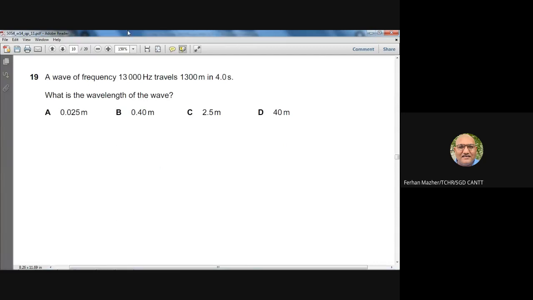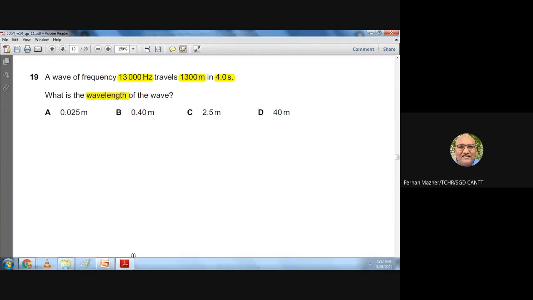A wave of frequency 13,000 hertz travels 1300 meter in 4 seconds. What is the wavelength of the wave from this distance and time given? Divide the distance by the time and you will get the speed, the value of V. And the frequency is also given. Then I will apply the formula V equals F lambda, and from there we will find the wavelength.